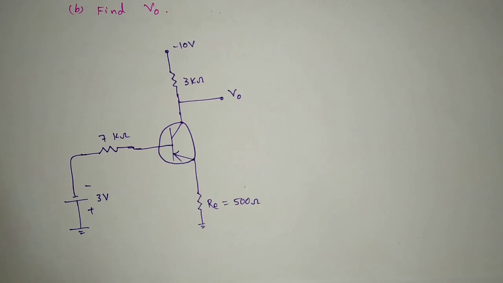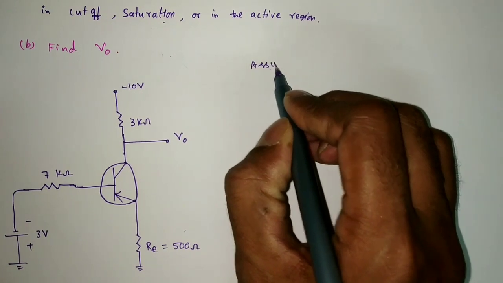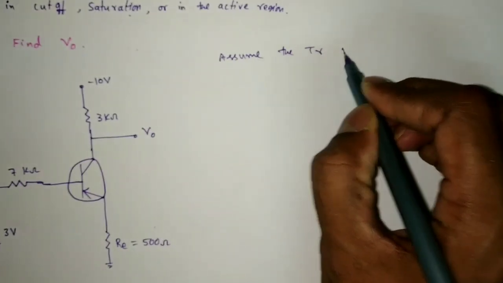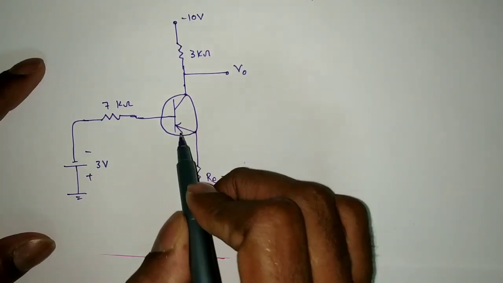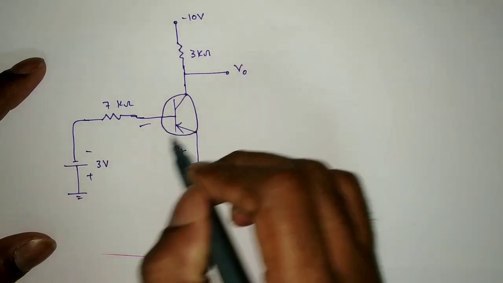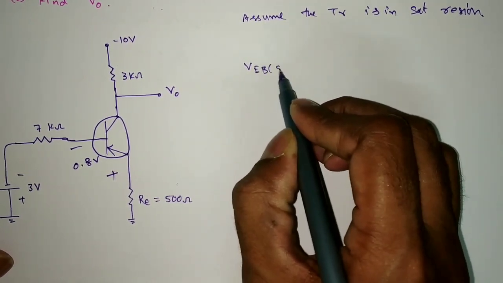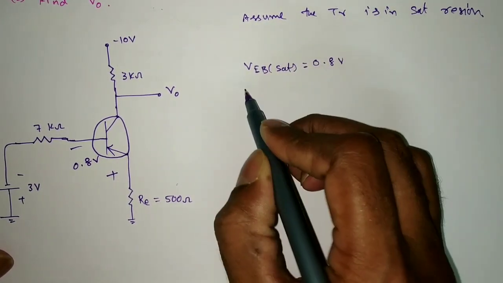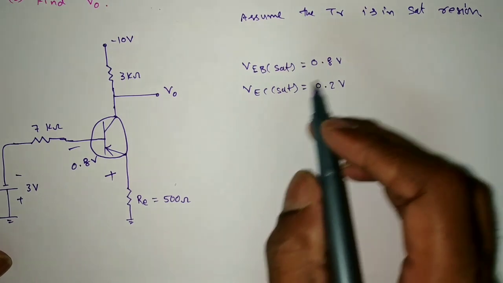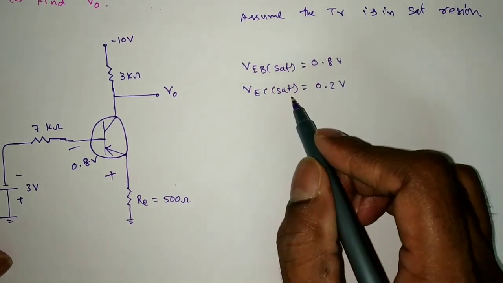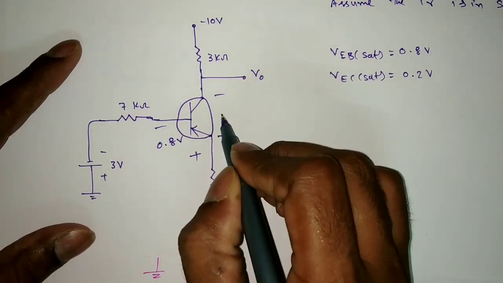In this case, I will assume the transistor is in saturation region first. So assume the transistor is in saturation region. That means, now see PNP, VEB is 0.8 volts. Remember, for PNP, VEB sat is 0.8 volt and VEC sat is 0.2 volt if it is a silicon transistor. Otherwise VBE is minus 0.8, VCE is minus 0.2 volts. So this is 0.8 and this will be 0.2 volt.